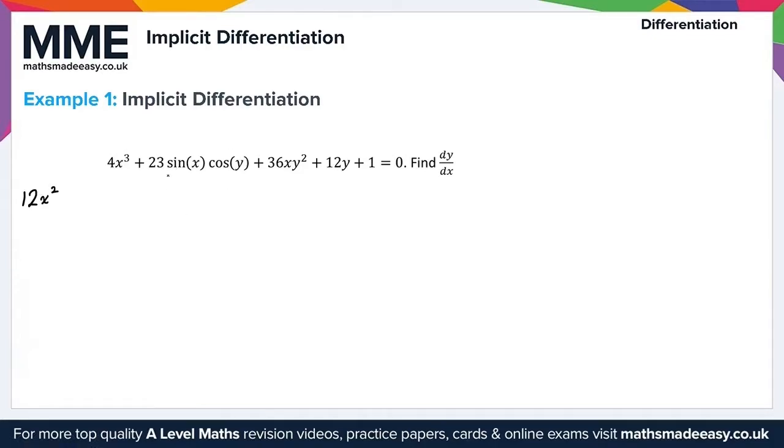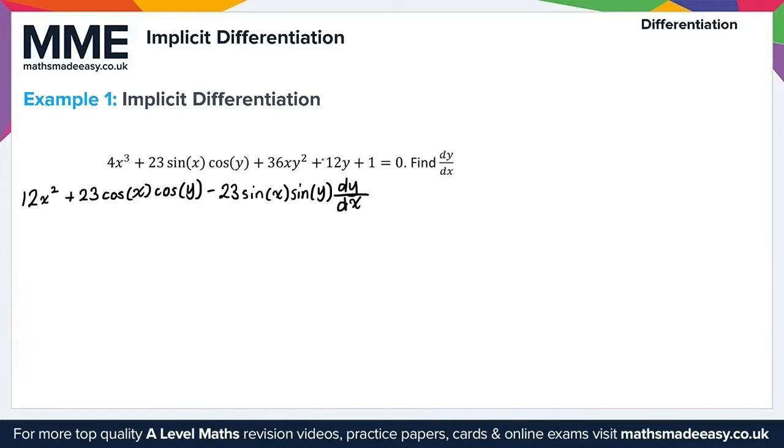For this next term here, 23 sine x cos y, this requires the product rule. So we're going to differentiate implicitly, but also use the product rule. If we differentiate this correctly, what we get here is plus 23 cos x cos y, and we also get minus 23 sine x sine y. Then we need to times this by dy by dx.